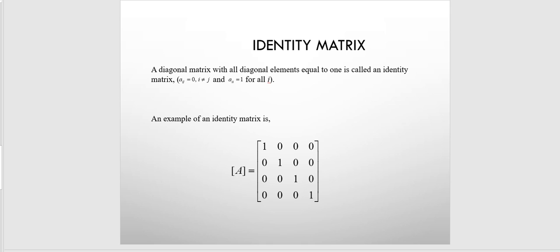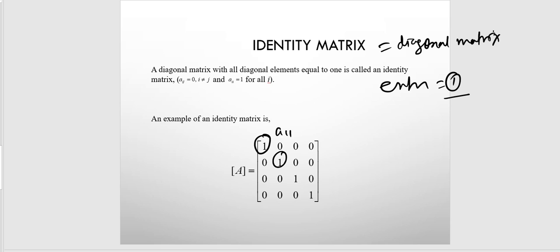What is an identity matrix? An identity matrix is a diagonal matrix itself, but all the diagonal entries are equal to 1. Okay, by rows and columns, this is the position A11, this is A22, this is A33, and this is A44.